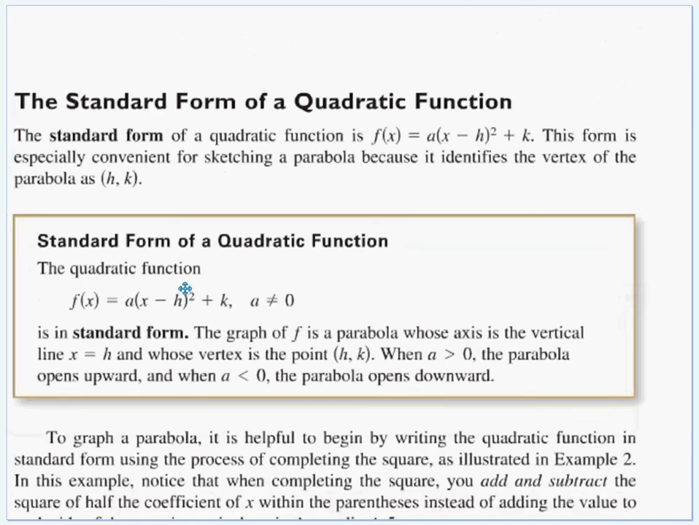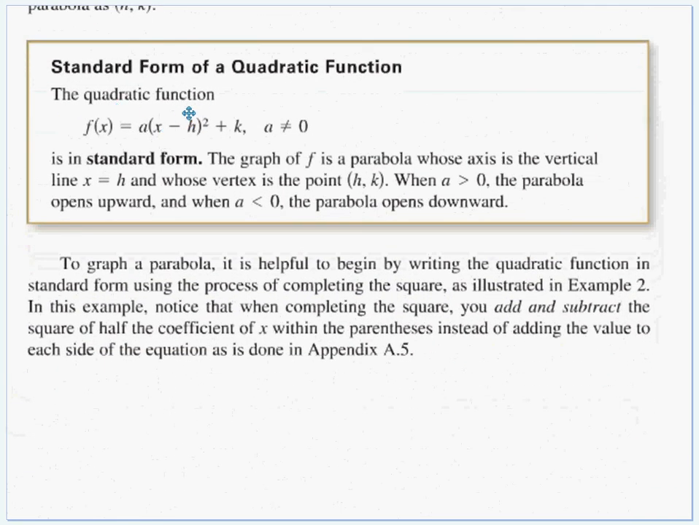So in the box, our official standard form, quadratic function, a times quantity x minus h squared plus k, with a being non-zero. This is in standard form. The graph of function f is a parabola whose axis is the vertical line x equals h, and whose vertex is the point h comma k. When a is a positive number, the parabola opens up. When a is negative, it opens down.